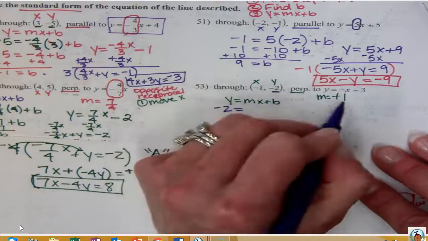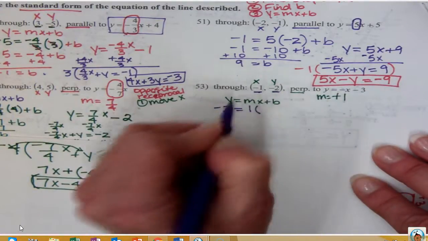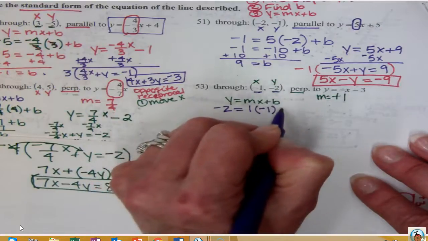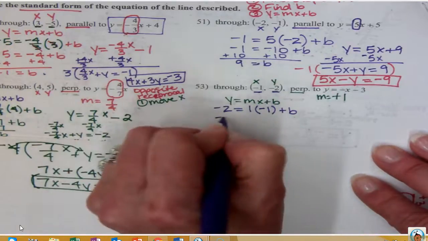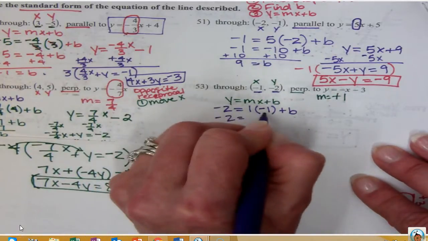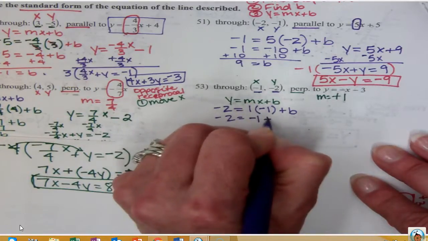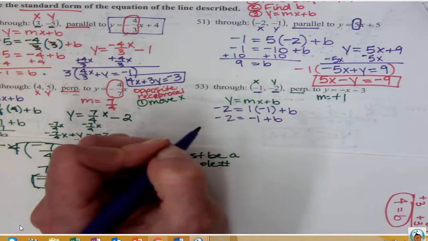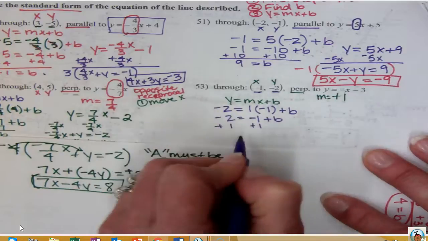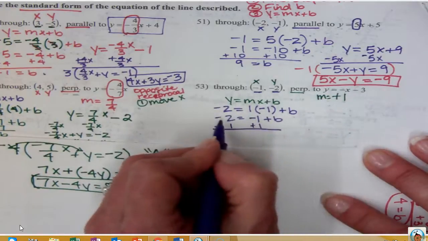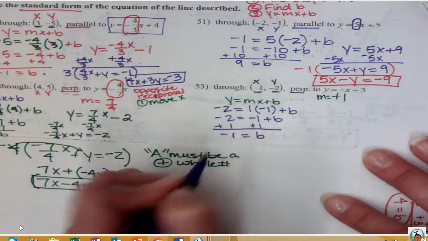I've got 1 is my m. I've got -1 is my x. All I need now is my b value. So -2 equals -1 times 1, or 1 times -1 is -1 plus b. So now I'm going to add 1 to both sides because my goal is to get b by itself. -2 plus 1 is going to give me -1 equals b.